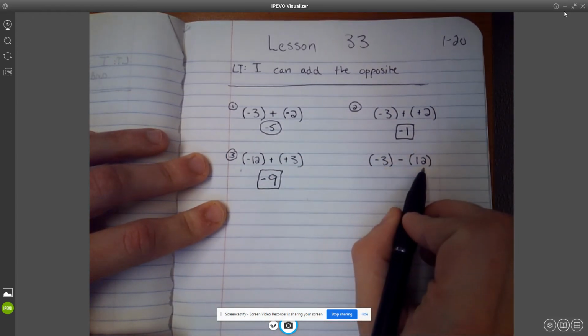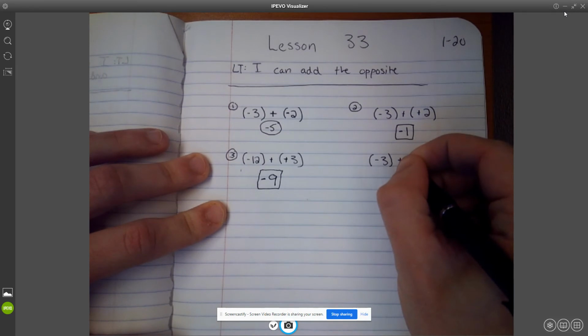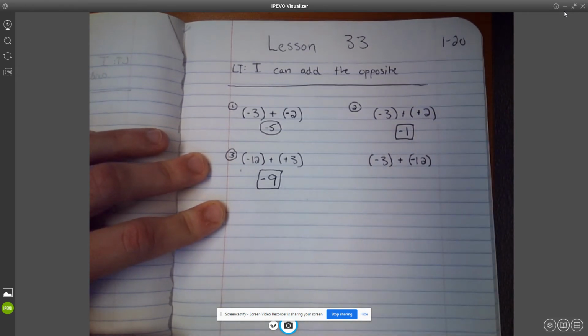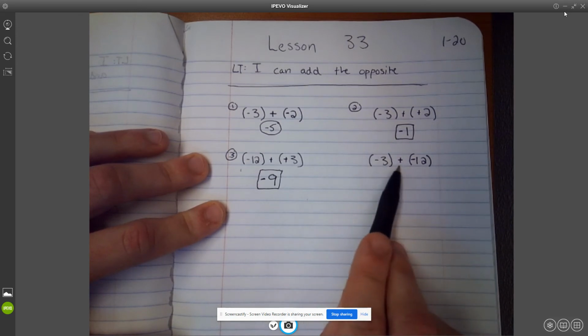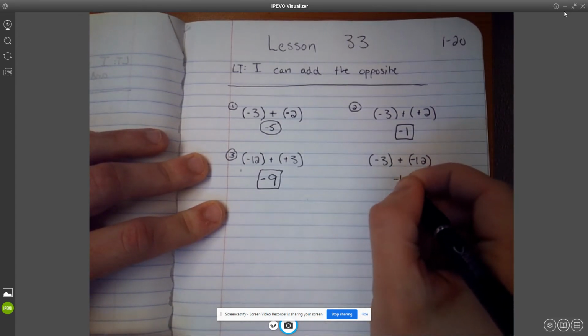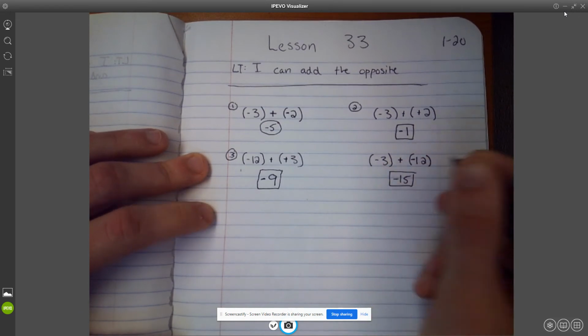-3 minus +12. Again, we're going to add the opposite. The opposite of +12 is -12. Two of the same thing, we're going to combine like terms. -3 plus -12, just like 3 plus 12, is going to be -15.